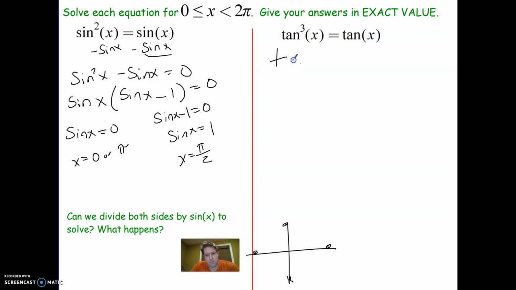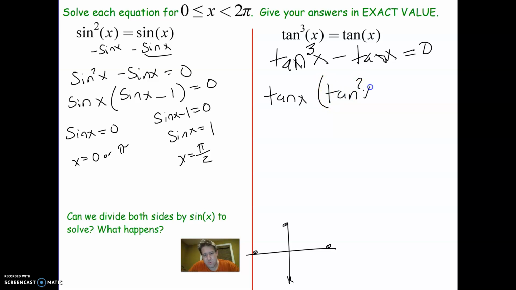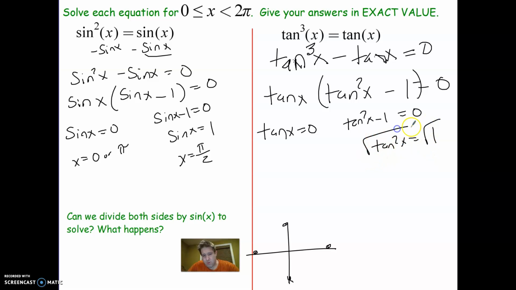I'm going to do the same thing over here. Tangent cubed of x minus tangent of x equals 0. The next thing I'm going to do is factor out tangent of x. So I get tangent of x times tangent squared of x minus 1 equals 0. And then I can set each one equal to 0 and solve. So tangent of x equals 0, and tangent squared of x minus 1 equals 0. So this becomes tangent squared of x equals 1. Square root of both sides.